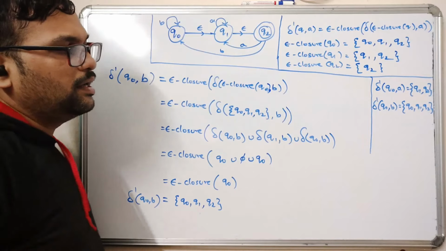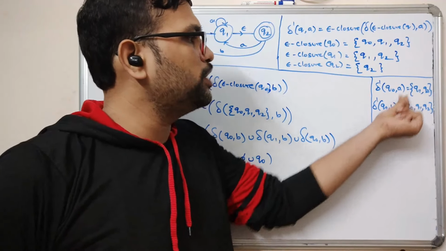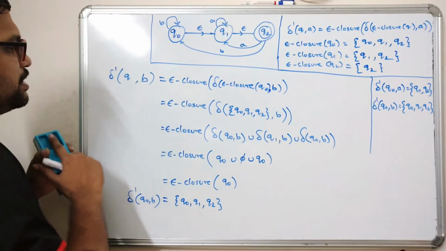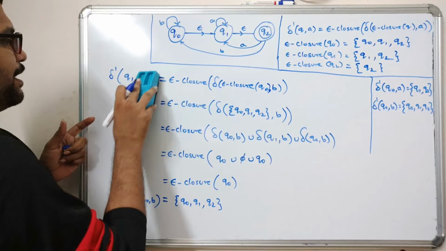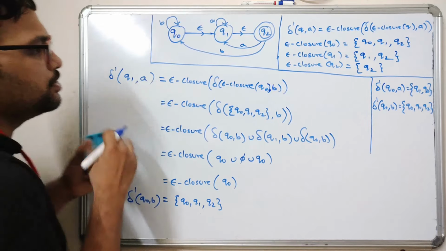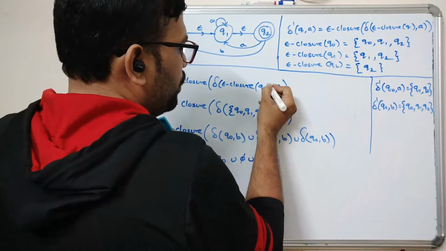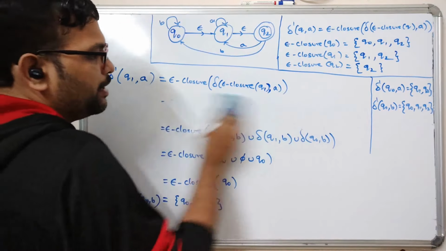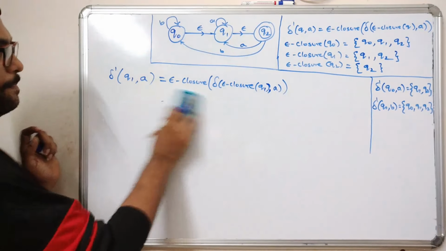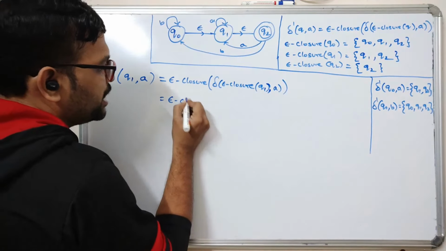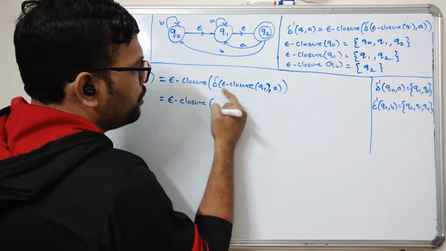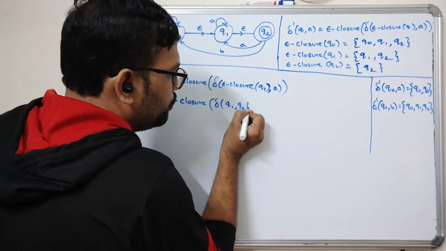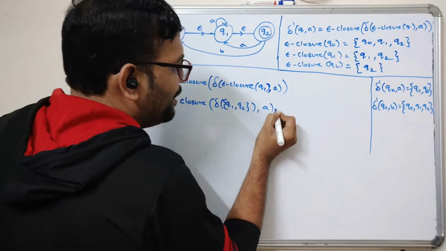Okay, we have found the state with both the transitions, right? Both the input symbols A and B. Now just move with the next one, that is Q1 on A. So I will write once again. Now you can expand this one: epsilon closure of delta of Q1. Q1 means Q1, Q2. So Q1 comma Q2 on A.